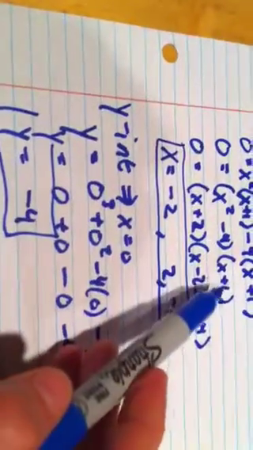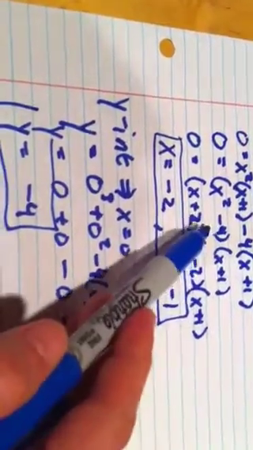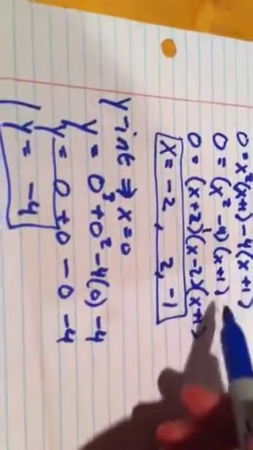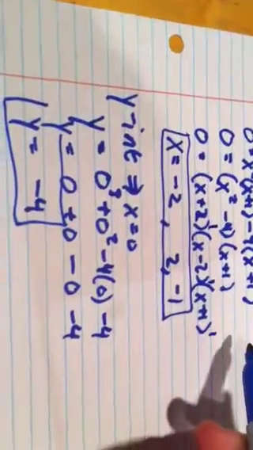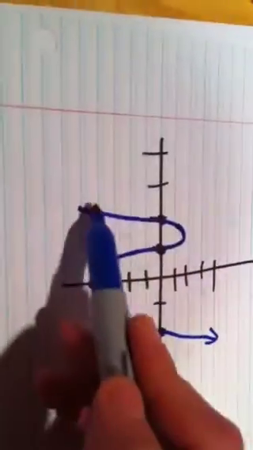Because all of my factors were raised to the first power, there's no multiplicities there. They're all to the first power. So 1, a 1, and a 1, invisible ones. It's just going to cut through every single one of these. It's not going to touch. It's not going to linger. So I'm going to start down here, come up here, cross through there, and go through there. And that's a nice sketch of my graph.